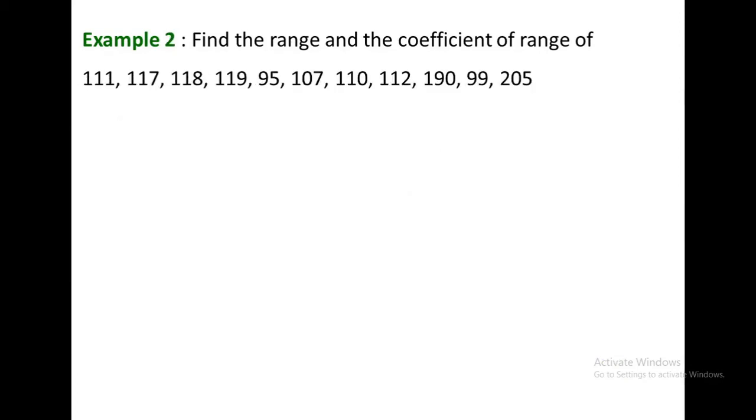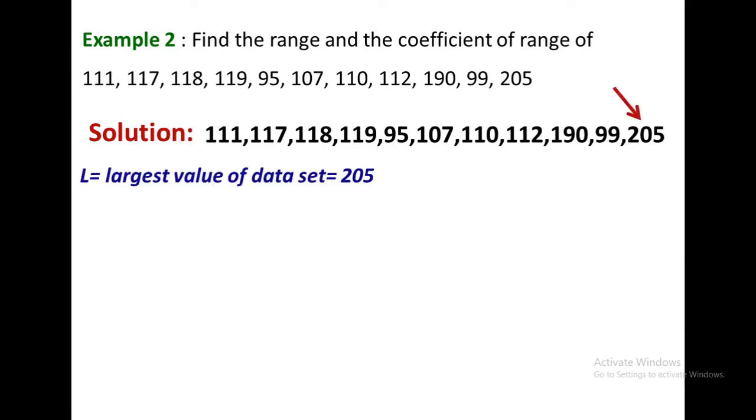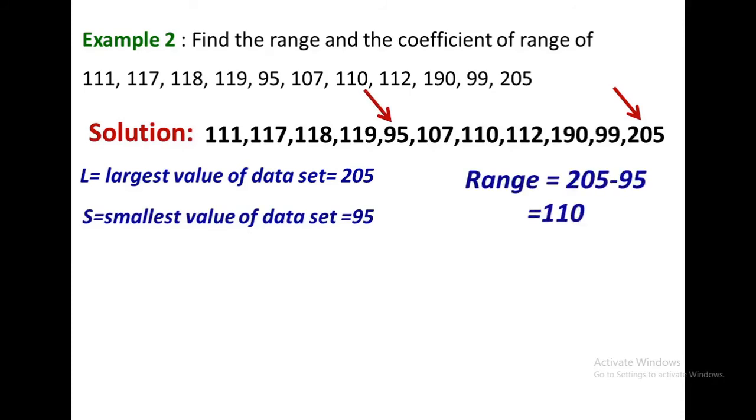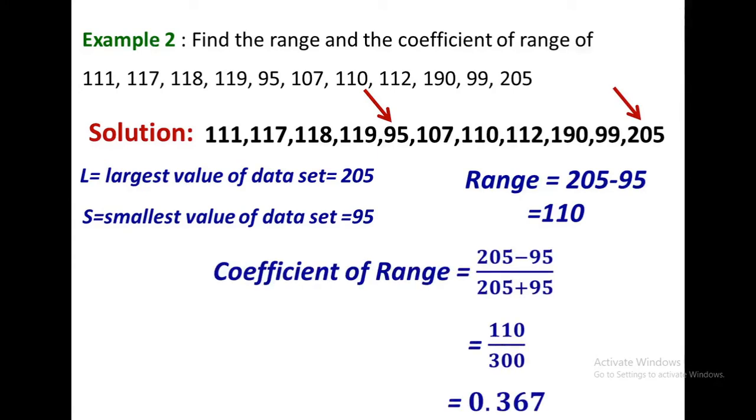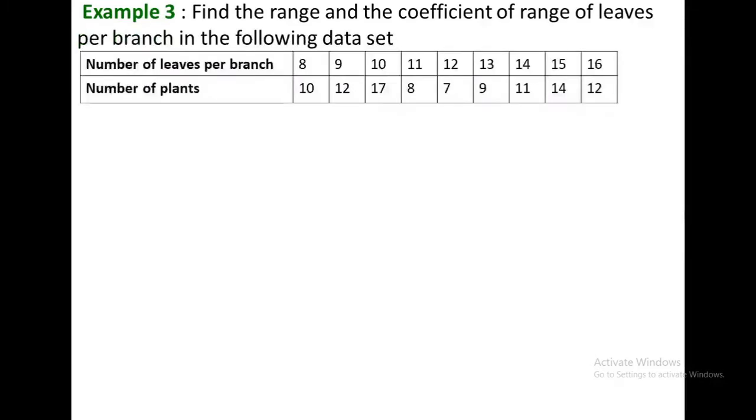Similarly, in example 2, we have to find the range and coefficient of range for this data set. In this case, the largest value of the data set is 205 and the smallest value is 95. Therefore, the range will be 205 minus 95, that is 110, whereas the coefficient of range will be 205 minus 95 divided by 205 plus 95, and it will give us a value of 0.367.